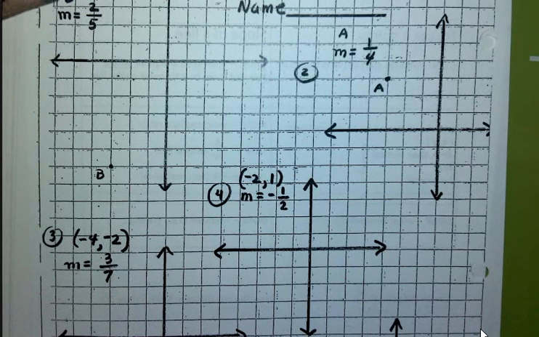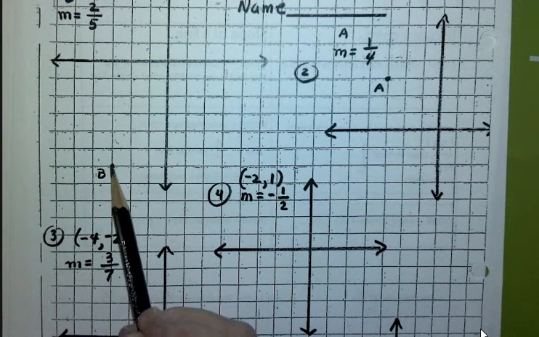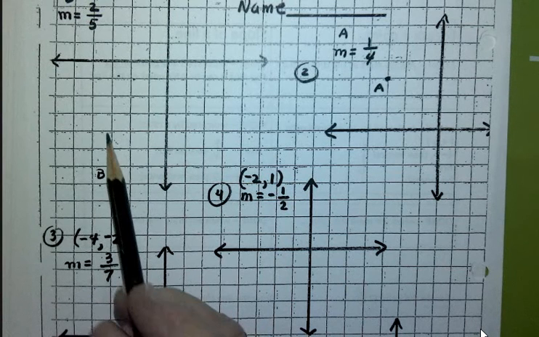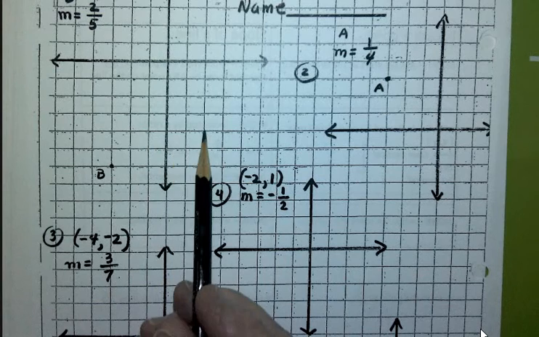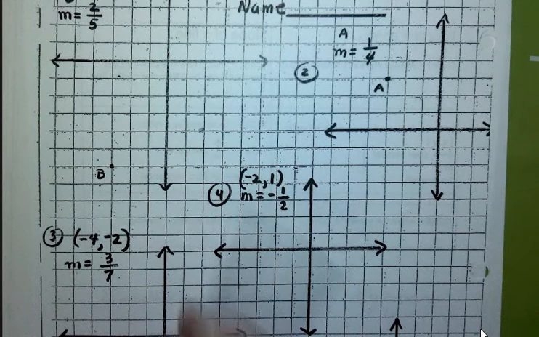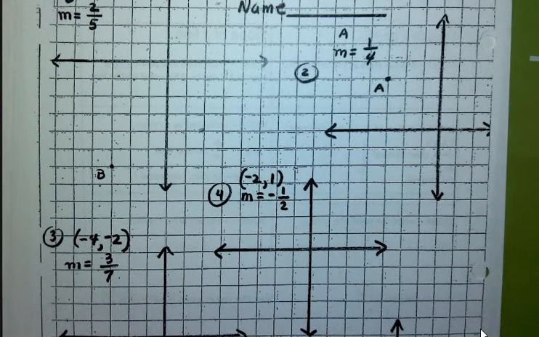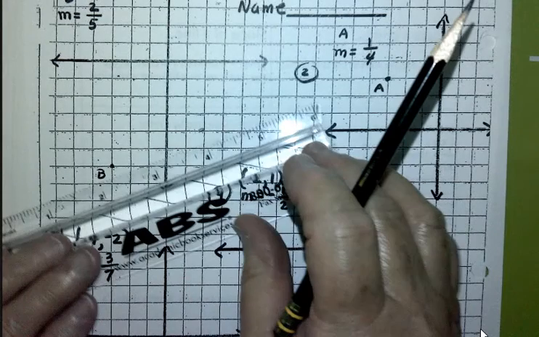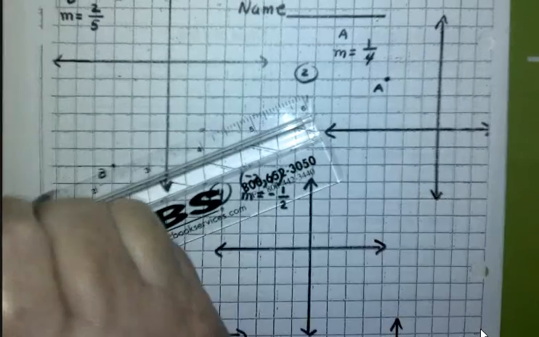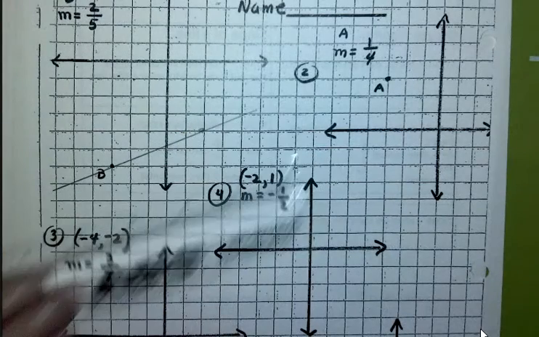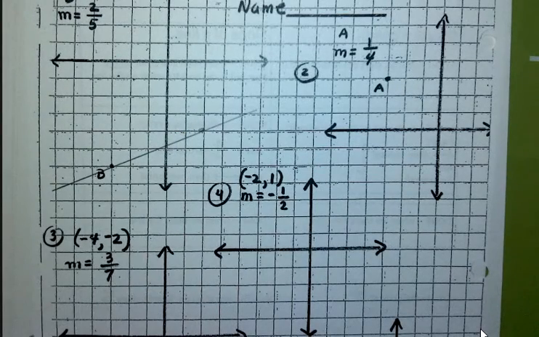of 2/5. So B is going to be my launch pad. And my rise is 2 and my run is 5. When I mark that point, that's the second point, I use the launch pad with that point and I draw a nice generous line. I don't stop at those 2 points. I make a generous line through those 2 points. And that's the line through B that has slope 2/5.